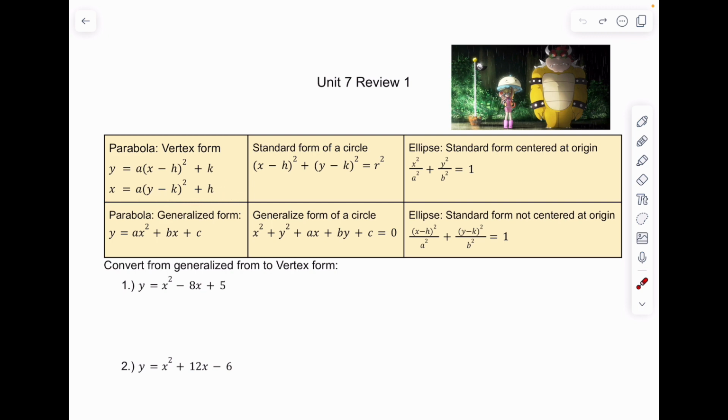As for your circles, this is your standard form. This is usually the nicer form for making a circle, and here's your generalized form. Can you go from one direction to the other?